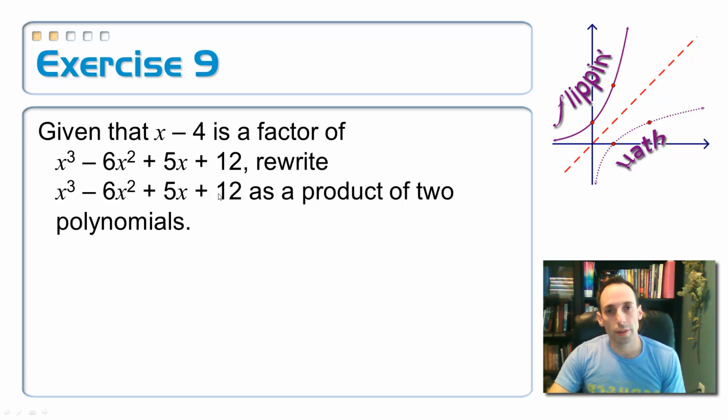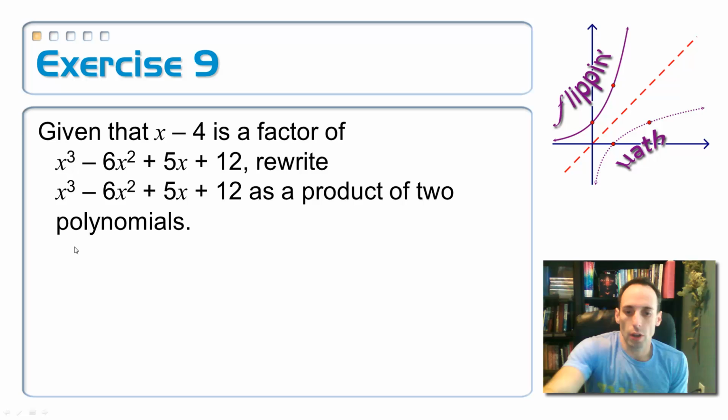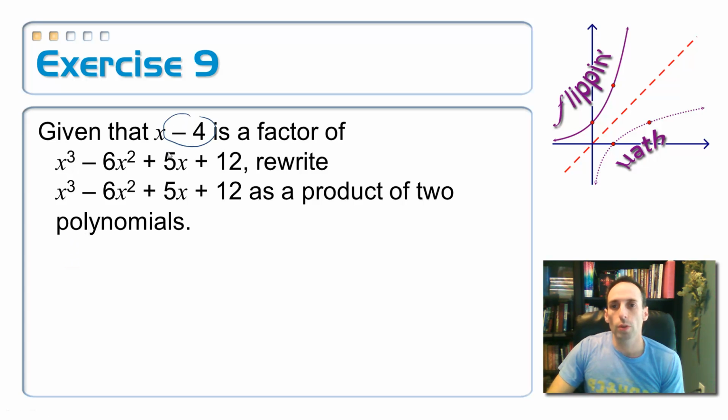Well, what does that mean that I have to do? I have to divide the x cubed minus 6x squared plus 5x plus 12 by x minus 4, so I can see what the other polynomial is that I have to multiply x minus 4 by. I have to see what the other factor is. So I'm going to go ahead and use synthetic division. This is a minus 4, so I'm going to change it to a plus 4 outside the box.